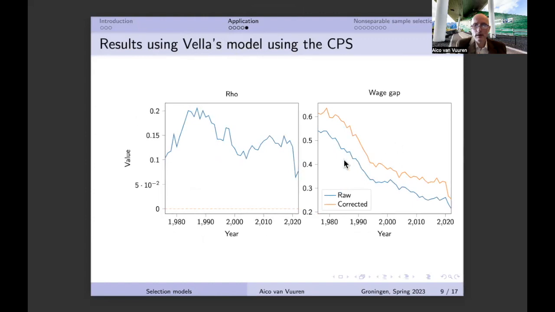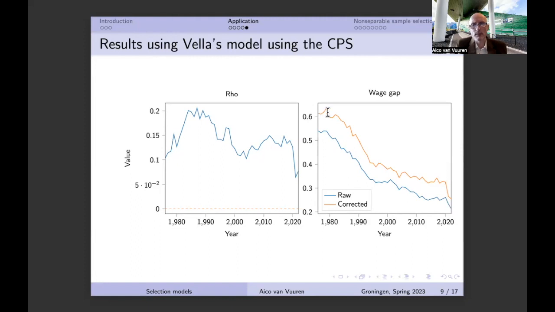What we see is that because rho has always been positive, there has always been positive sample selection, and that means that it's always been the case that the, say, best earning women were the women that actually worked. And that means that when you correct for sample selection, the mean wages of the women actually go down. And that means that the mean wage gap should go up. And that's exactly what we see over here.